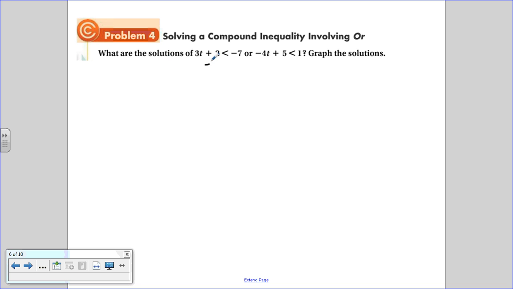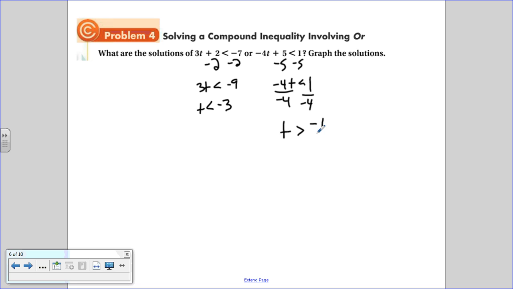So the first one, subtract 2 from both sides. We get 3t less than, what is that, -9. t is less than -9 divided by 3 is -3. This one, we're going to subtract 5 first. We get -4t less than 1. Divide by -4. When we divide by a negative, t is greater than -1/4. So we're going to have t being greater than -1/4, and t is less than -3.